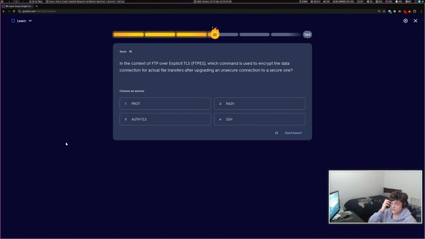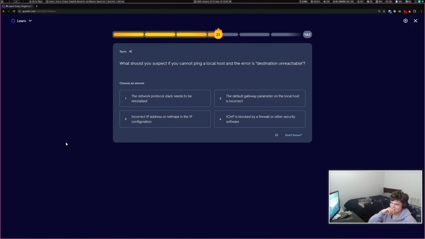Just pretty obvious, that one. FTP over explicit TLS. Which command is used to encrypt the data connection for actual file transfers after upgrading an unsecured connection to a secure one? Oh. I could be wrong. Is it prot? I remember prot. Answer that one.